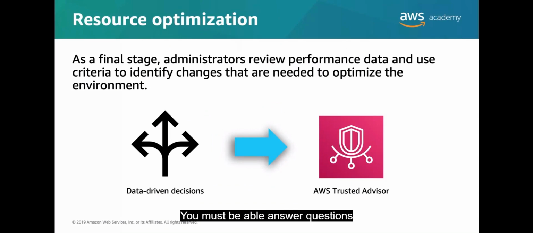You must be able to answer questions like, are any resources underused? Or how can the charges associated with the operating environment be reduced? To answer these questions, you need a way to investigate the operating environment, retrieve data related to optimization, and use that data to make meaningful decisions. AWS Trusted Advisor guides you on how to answer these questions.